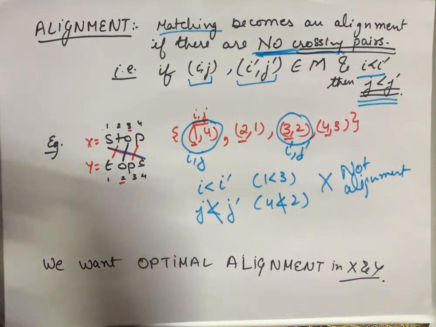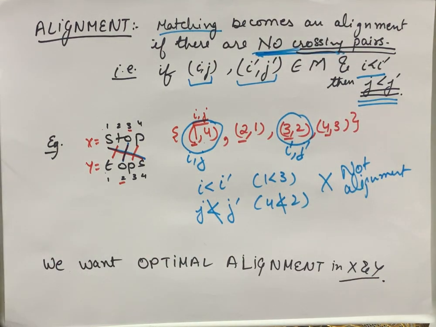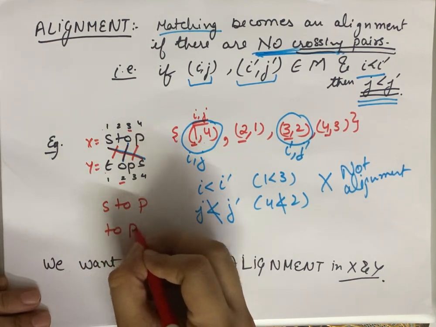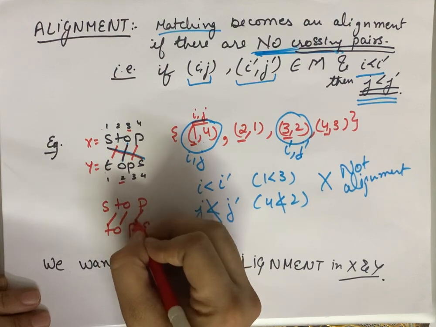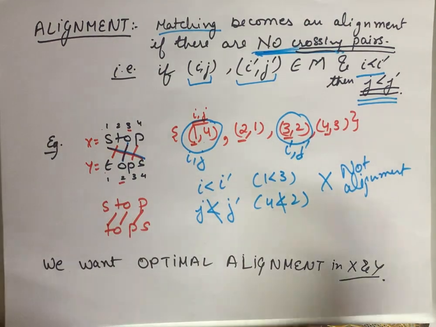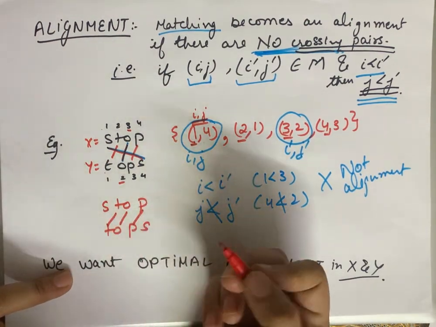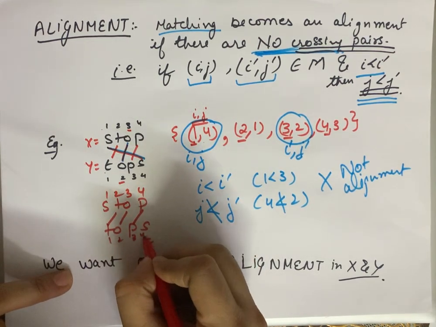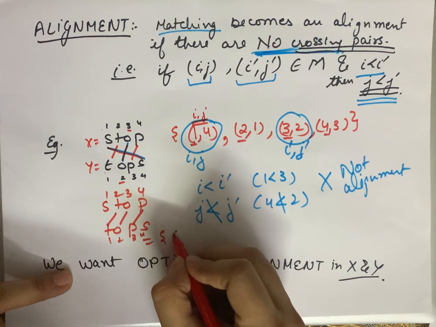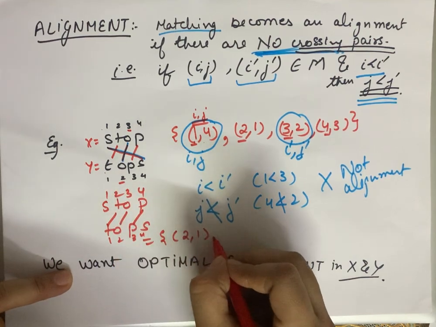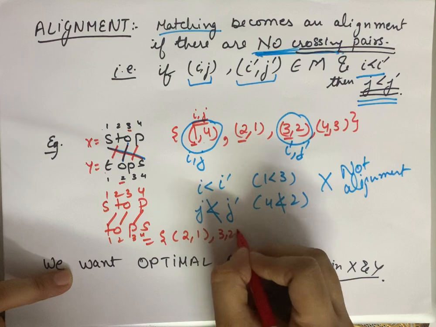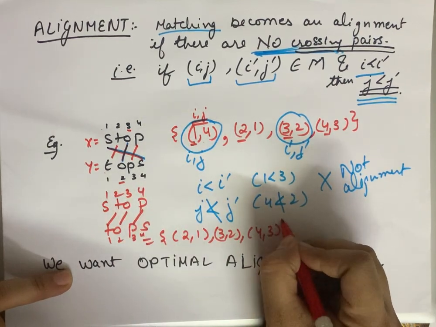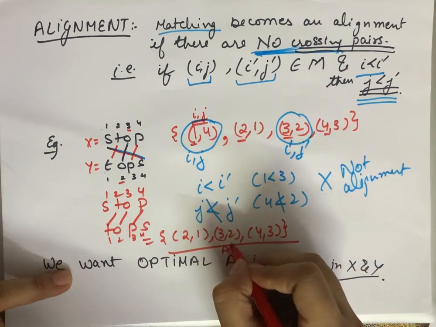So what is a probable alignment here? If I am having this stop and I am having say a tops, then if I have only this, this is a probable matching. So one probable alignment here would be: 2 is matching with 1, 3 is matching with 2, and 4 is matching with 3. So this is a probable alignment.